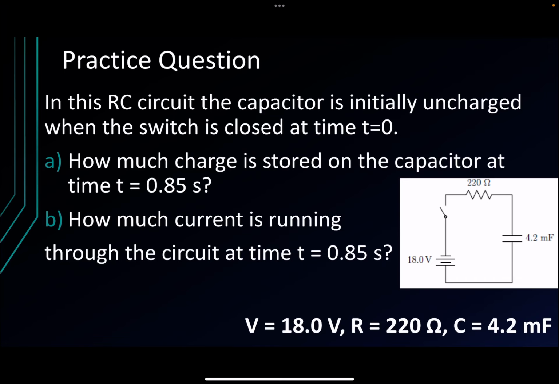Okay, so here we have an RC circuit. The capacitor is initially uncharged. These are important words to make note of. When the switch is closed at time 0, how much charge is stored on the capacitor at time 0.85 seconds? Okay, so we have some very important information here. We know our maximum voltage and we know our resistance and we know our capacitance. So how much charge is stored at that time?